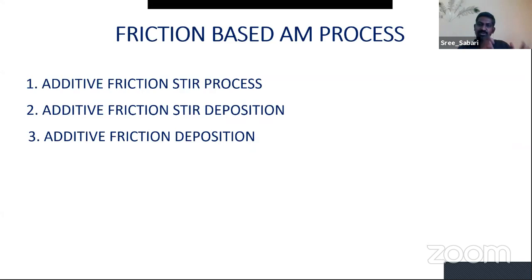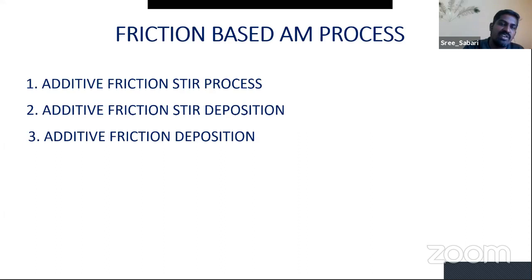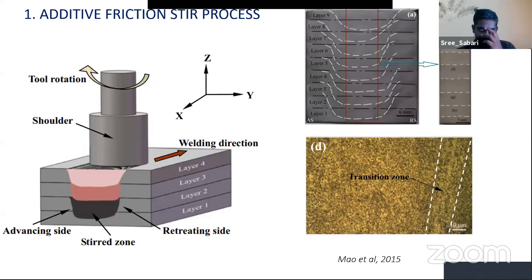manufacturing processes. There are three variants of this friction-based additive manufacturing process. The first is additive friction stir process, then additive friction stir deposition, and additive friction deposition. We will see them one by one. The first one is additive friction stir process. Since the word stir is there, a stirring action is used to join the various layers.